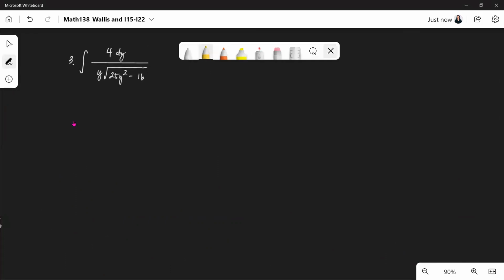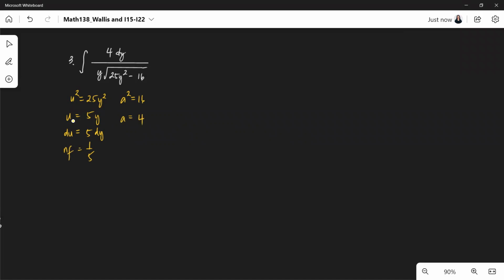So the u squared would be the 25 y squared, meaning u is 5y. So we need a 5 dy for the du. So we need a 1/5 as the neutralizing factor. And a squared is 16. Therefore, a is 4, the square root of 16.